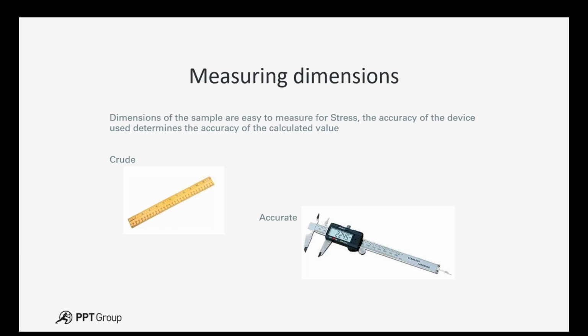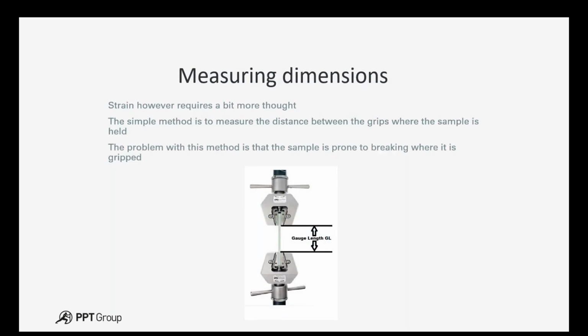So we place our item in a materials testing machine, and then we're going to measure strain now. So we're going to see how much this extends by or compresses by. And the simple method to do this is just measure the distance between the grips where your sample's held.